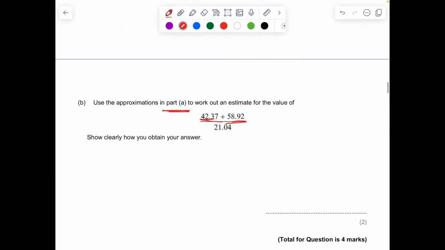So now I'm going to use my approximations. So 40 plus 60 divided by 20. I can do this so easily in my head. 40 plus 60 is 100. And then divided by 20 gives me 5, okay? Obviously, you can check on your calculator, but the idea behind using approximations is that it gives you an estimate, so not the exact value, an estimate that you can easily work out without a calculator.